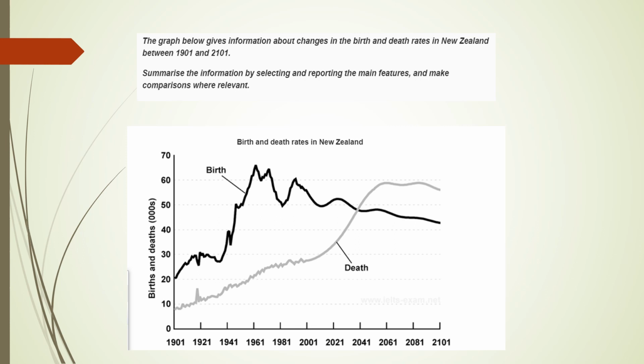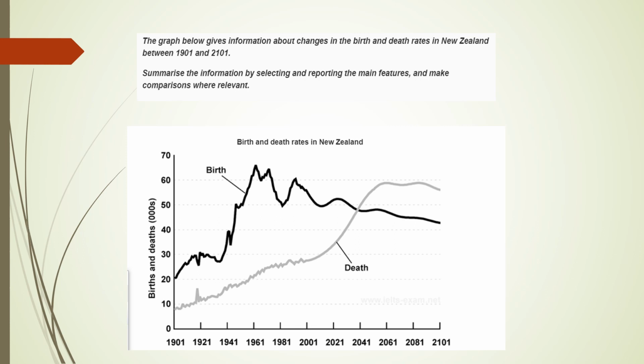So 10 means 10,000, 20 is 20,000, 30 is 30,000. So that is a scale or the measurement, right? So now here is a graph of the birth rate, which is in dark black color, and here is the line graph of the death rate. Okay, so now you have to interpret or analyze the given data.